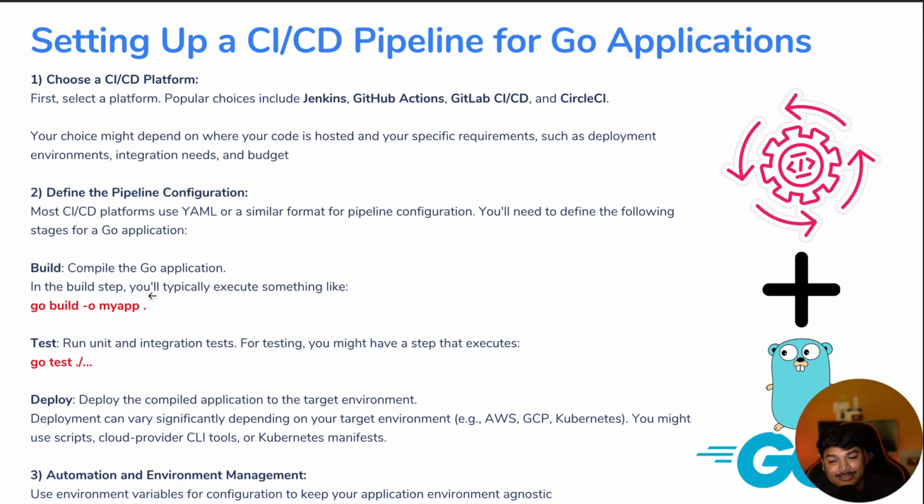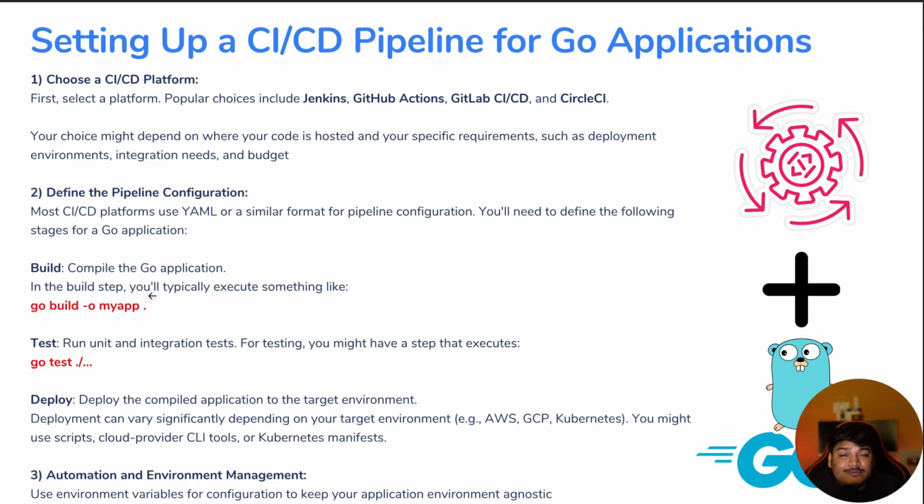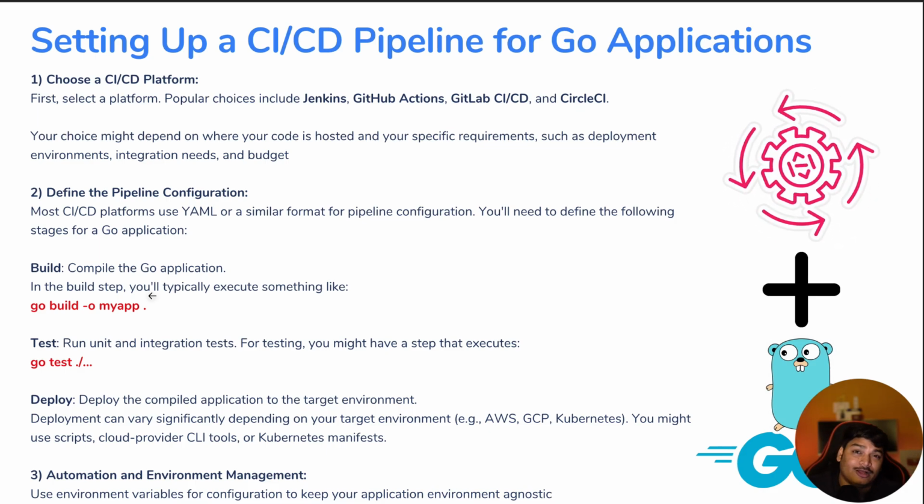The third step is automation and environment management. What is it? Use environment variables for configuration to keep your application environment agnostic. Why is this? First of all, the secrets that you have, you should not store in the code. You should have configuration that comes either from environment variables you pass, or from a secure service, for example Secret Manager in AWS or HashiCorp Vault. Those kinds of tools and solutions you should be using.